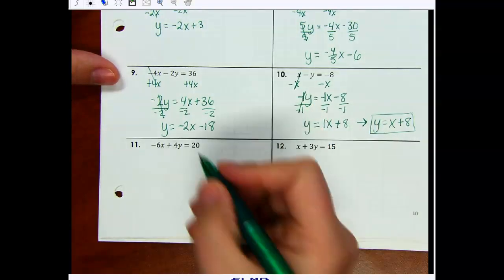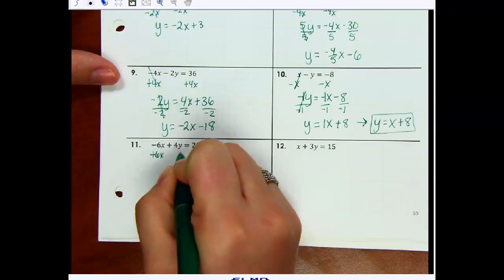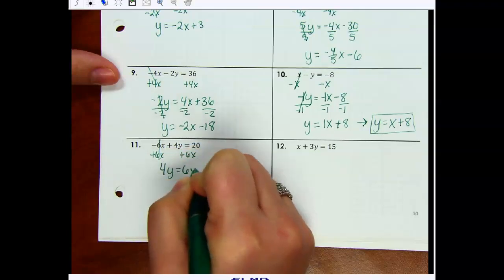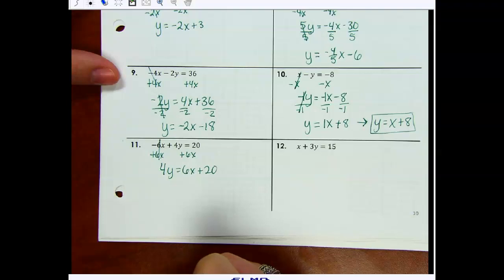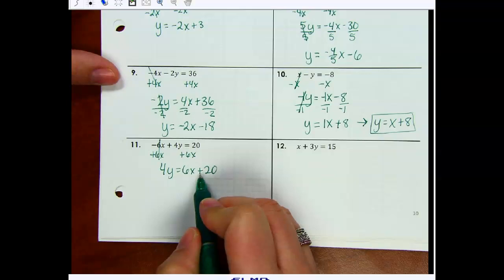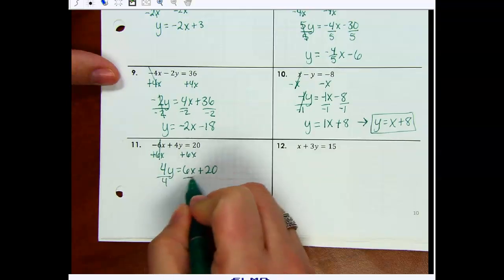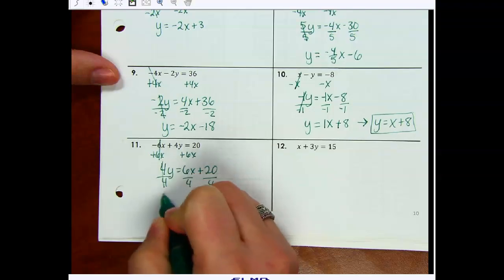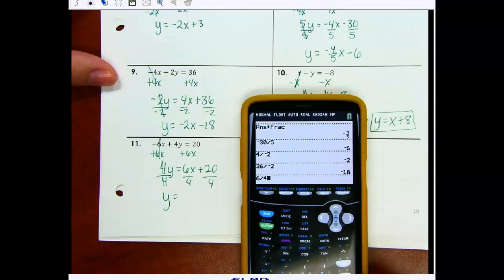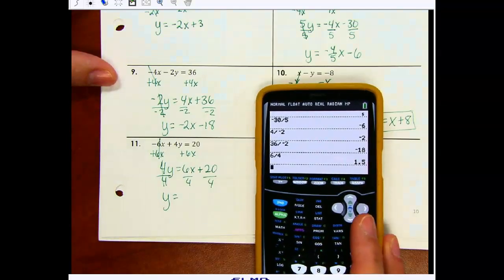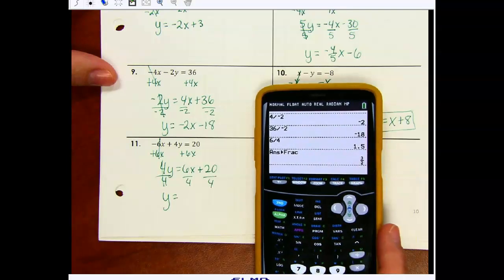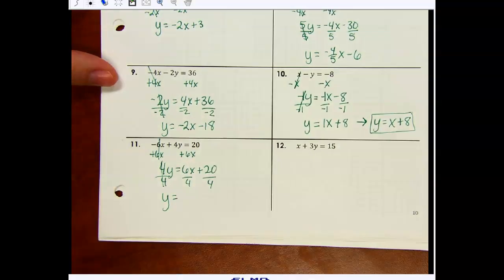This one's probably, even though it looks really simple, it's probably the hardest one on the page because of this -y. So this one, I'm going to add 6x. So then I'm going to have 4y equals 6x plus 20. This is a positive number, so you're going to leave it plus. And then I'm going to divide everything by 4. So I'm going to have y on the left, and then I'm going to do 6 divided by 4. Well, 6 divided by 4 gives me a decimal, so I'm going to do math, enter, enter. And it's going to give me the simplified answer of 3/2.